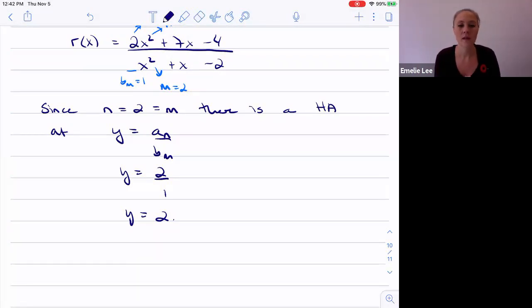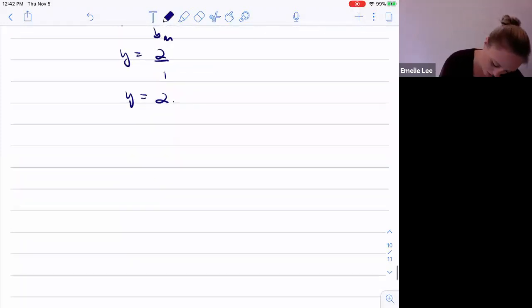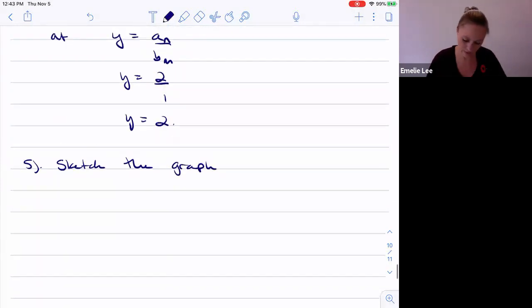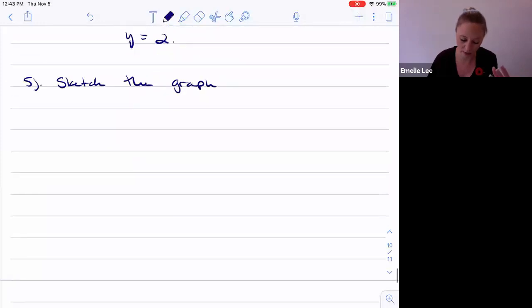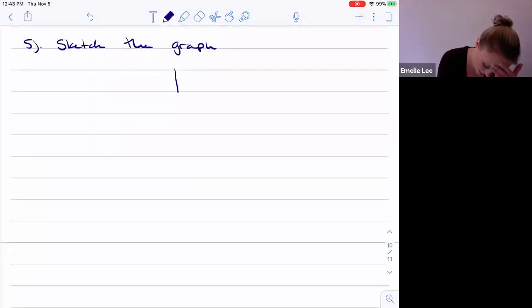So, like I said, I don't really expect you to do a flawless graph of this thing, but knowing all these things, we should be able to do a pretty reasonable graph. So sketch the graph. Okay, we compile all this information into one graph, and we'll see how I do here.